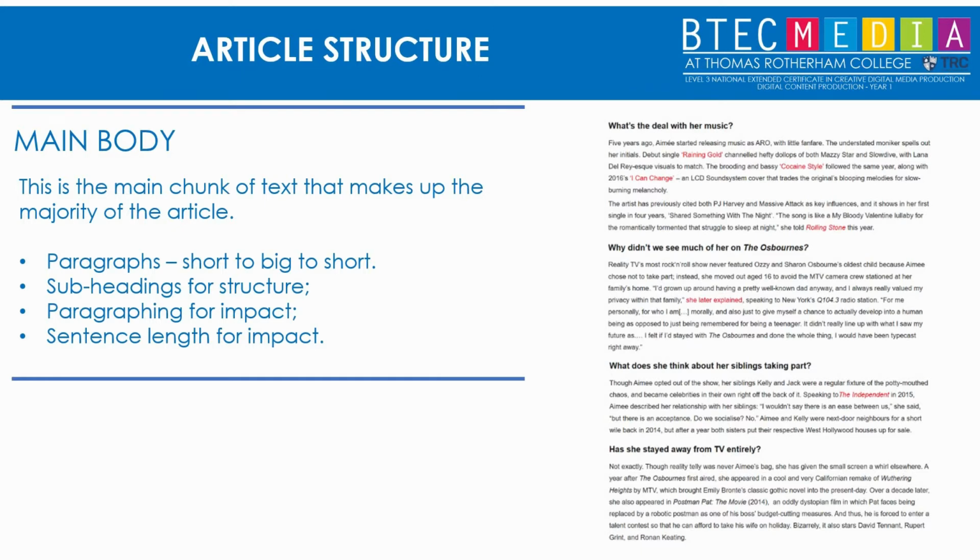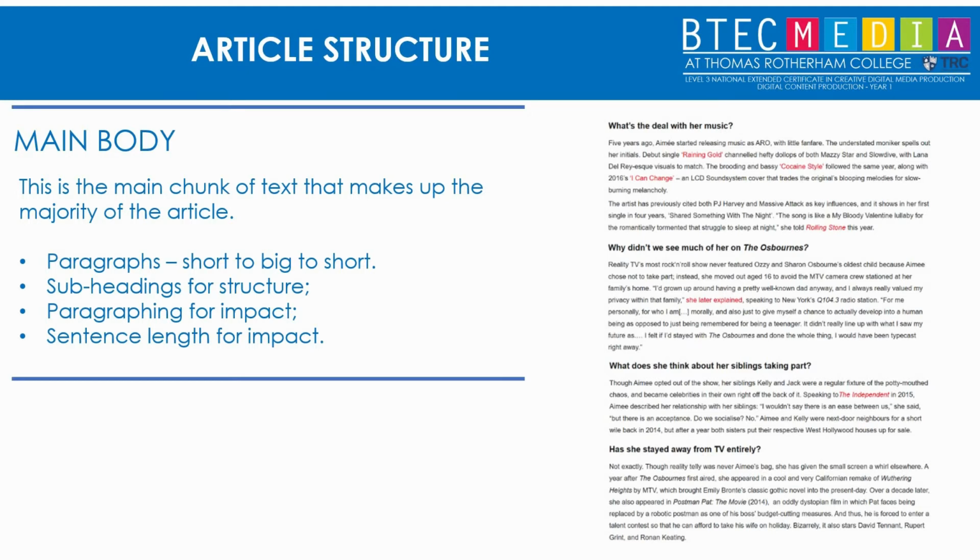Paragraphing for impact as well. Paragraphs and sentence length for impact is something that you quite often see. If, say, for example, a writer wants to, you know, highlight a particular fact or stat or figure or whatever, they might often make that one sentence in its own paragraph, because what that does then is it draws the reader's attention towards that paragraph, okay? It gives it that sense of importance.